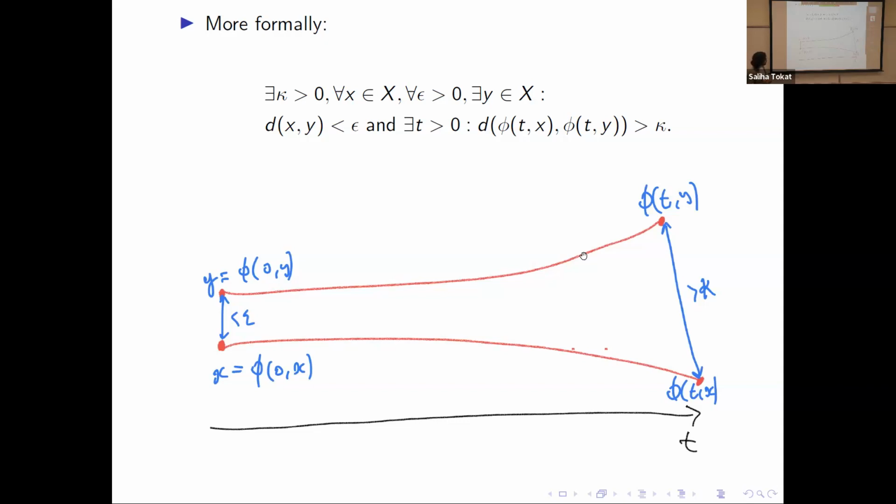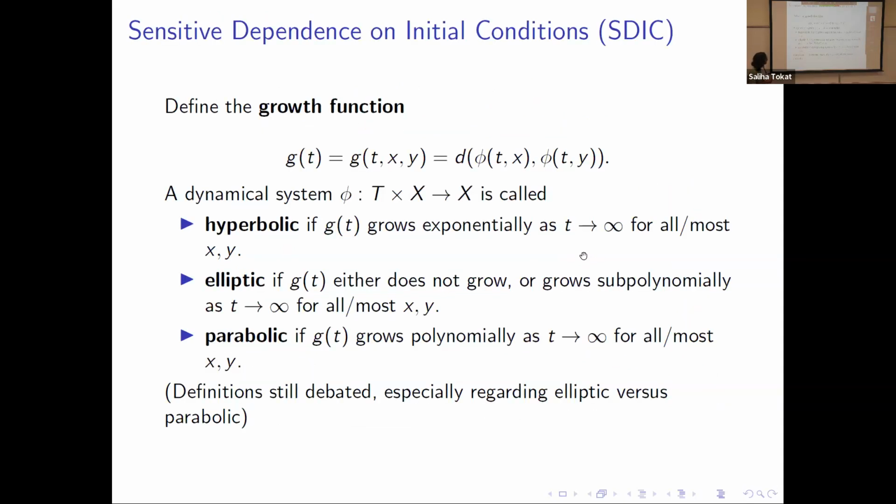But the question is how fast the distance increases. Let's define a growth function, the distance between phi_t(x) and phi_t(y). If the distance grows exponentially, the dynamical system is called hyperbolic. If the distance does not grow or grows subpolynomially, the dynamical system is called elliptic. If the function grows polynomially, the dynamical system is called parabolic.